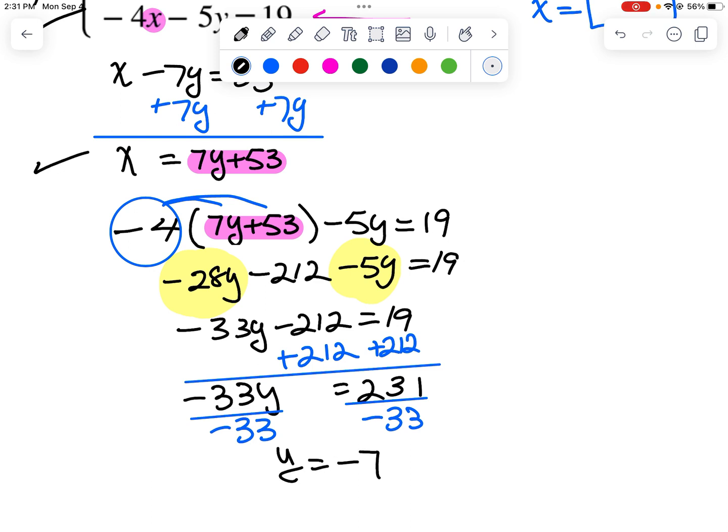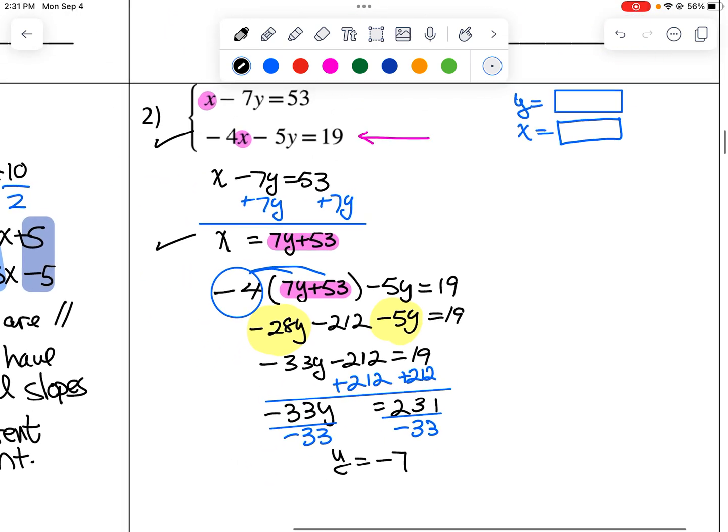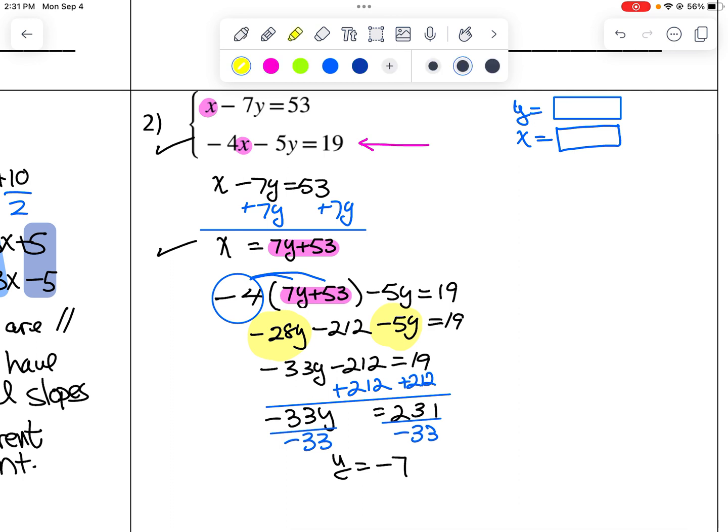All right. Now that we know what y is, follow me here. We're going to take the value of y, and we can put it in many places. We can put it right here where this y is, or right here where this y is, or right here where this y is. I am going to pick this equation. Again, any equation will work, but this will be the easiest one math-wise.